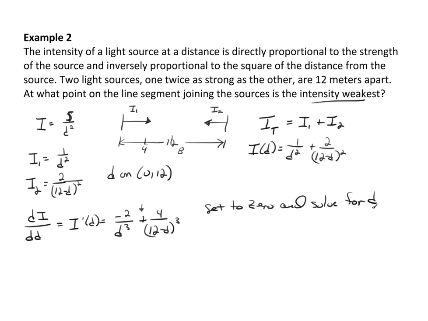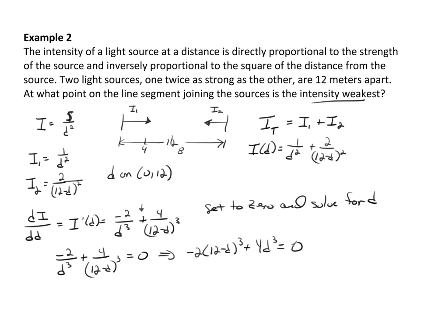Because the idea here is I'm going to look for critical values. So in order to set this to 0, let's just go ahead and make it equal to 0 and solve it. I'll get negative 2 over d cubed plus 4 over (12 minus d) cubed equals 0. That would then imply, if I multiply through by the LCD, which is just a product of these, it'd clear the fractions. That'll give me negative 2 times (12 minus d) cubed plus 4d cubed is equal to 0.